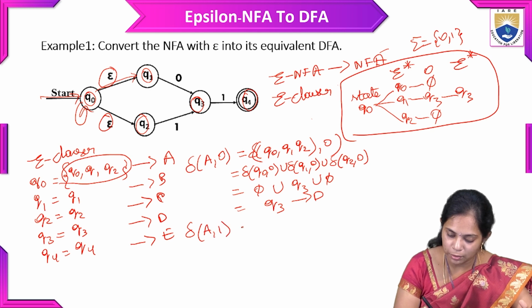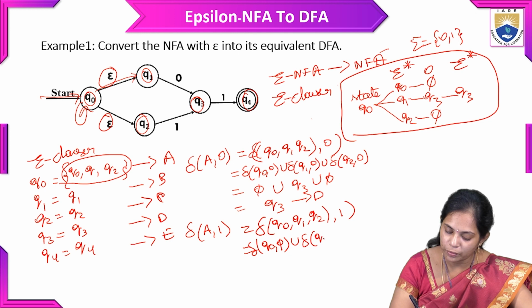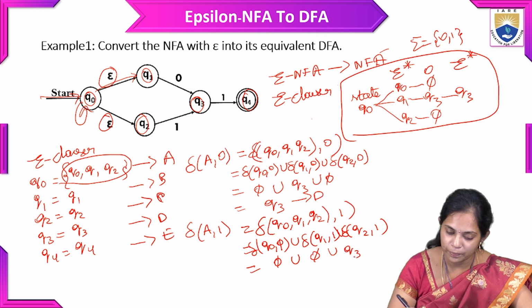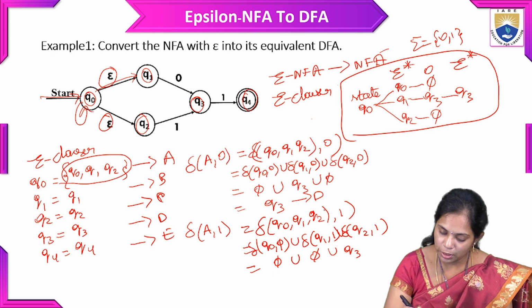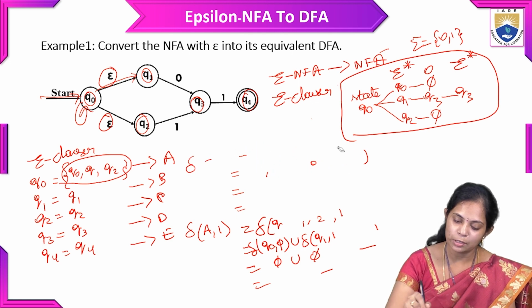And transition of A, 1. A is nothing but Q0, Q1, Q2, so by the union operation we have transition of Q0, 1 union transition of Q1, 1 union transition of Q2, 1. Here Q0, 1 is phi, Q1, 1 is phi, and Q2, 1 is Q3. So finally Q3 is D. Both are having the same thing, so there is no new state here.